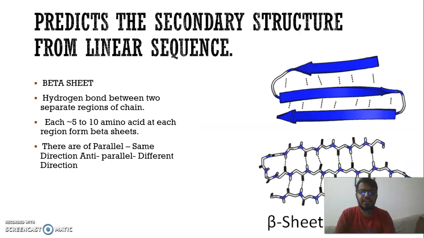The next structure is the beta sheet, as shown here. They depend on the hydrogen bonding between separated regions of the chain. Each region of 5 to 10 amino acids forms a beta strand. Now there are parallel, same directional, and anti-parallel bonds between these beta strands.